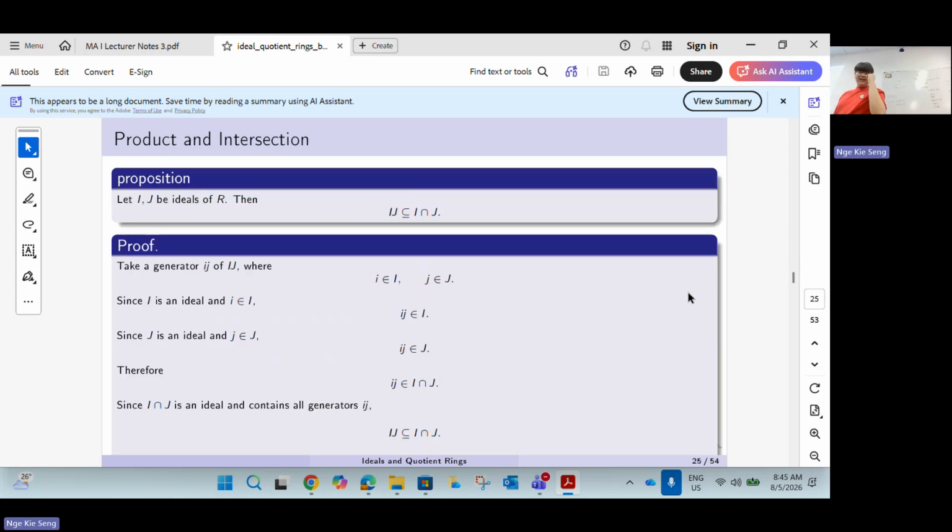And next, we talk about the product and intersection, and the relation between these two. If I and J are ideals of R, then the product is contained in the intersection of I and J. We can easily see why, because every I times J is in here, and also in here. So this intersection must be the big one, and this is a small one. The proof is like this.